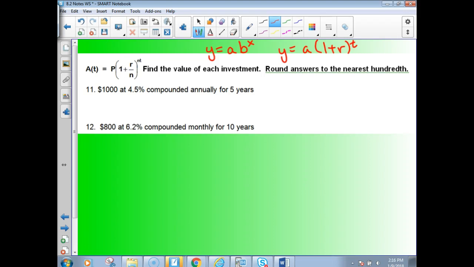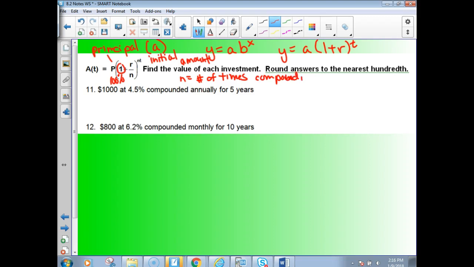P stands for principal, which is your initial amount. That's like your A, okay? It's your initial investment. Beginning amount, amount in the account, whatever you want to say. 1 again is the 100%. And then R is, of course, the rate, and N's the new thing, is the number of times it's compounded per year. Number of times compounded. I think you have this all written down, though.